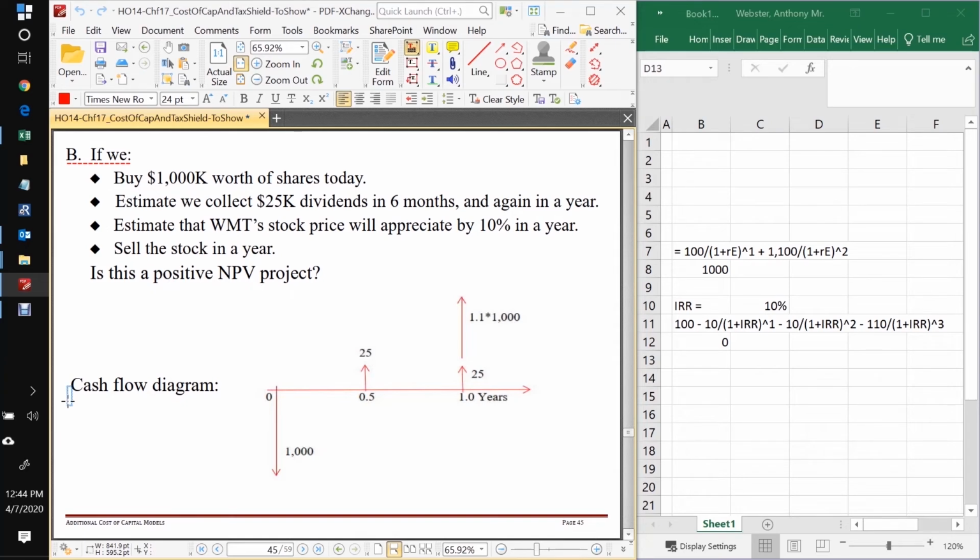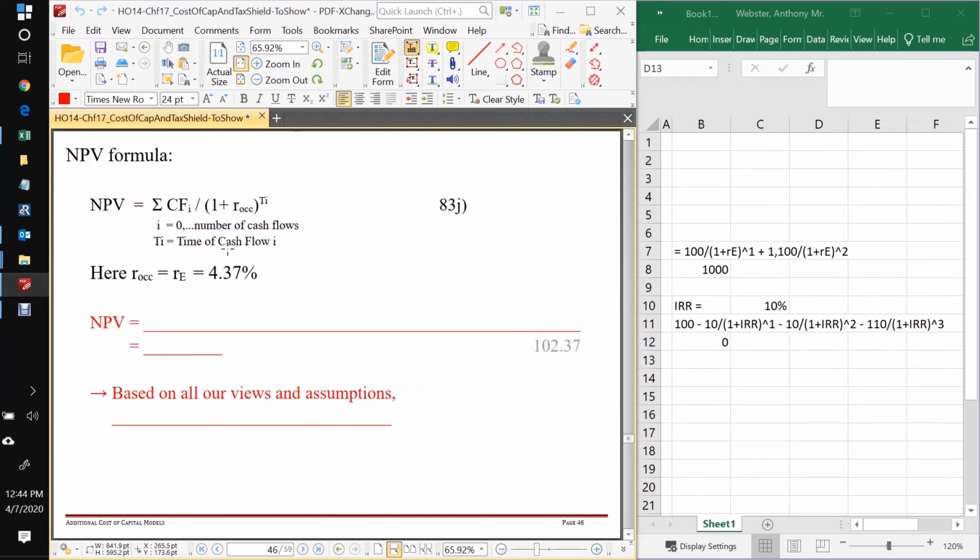So as always with things like this, it's good to draw a cash flow diagram. So here's when we buy all the shares, we get the dividend, and we sell the shares. And this all happens over the course of 1 year. So how are we going to do this here? We just use our NPV formula. And here, our opportunity cost of capital, the CAPM model says to us, when you use the CAPM model, what do you use for opportunity cost of capital? You use RE. So that's what we need to do here.